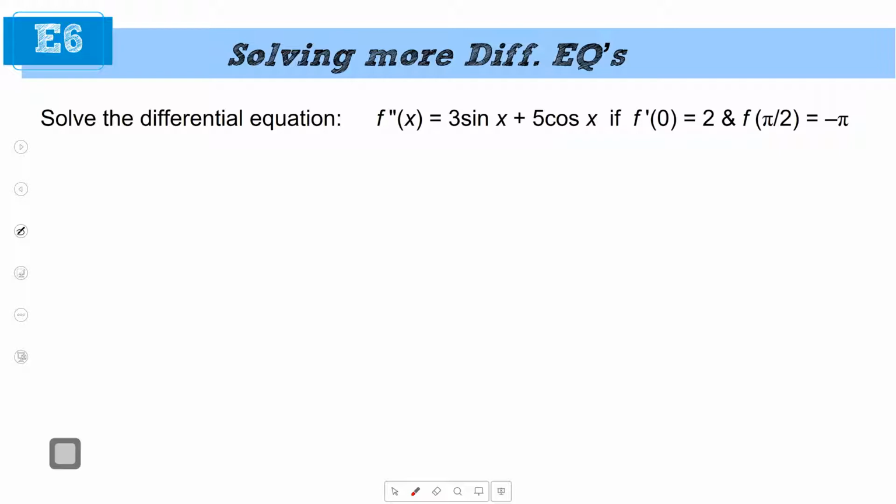Why is there, I'm giving you F double prime, I'm asking you to find F. Why does it give you information about F prime? We have to find F prime. You're gonna get two constants of integration. When you take the antiderivative of F double prime, you'll get F prime with a constant of integration. Figure out what that constant of integration is, then you gotta do it again to get back to F with a new constant of integration. That's why you got 2 chunks of given information.